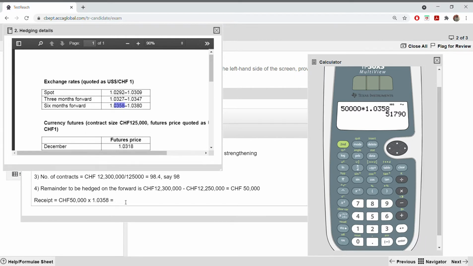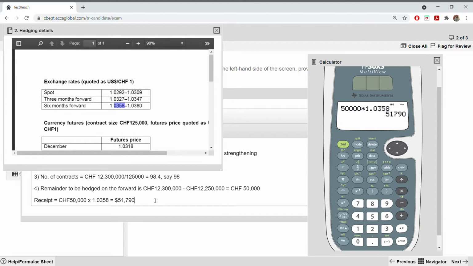Remember, you have converted it into dollars, so you have to write the dollar sign in front of it. Before you write any number, write the currency. Okay, 51,790. So this much you will be hedging using forward.